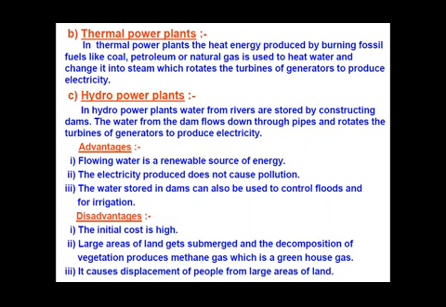So first of all, the disadvantage is that setting up the power plants is a very costly affair. The initial cost of setting up the power plants is very high. Now next, large areas of land get submerged and the decomposition of vegetation produces methane gas, which is a greenhouse gas.